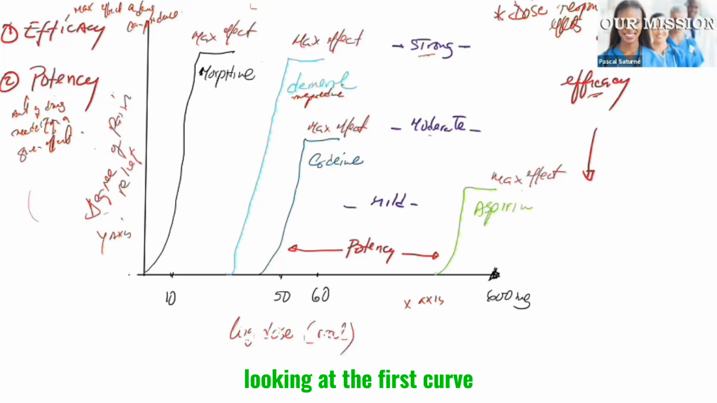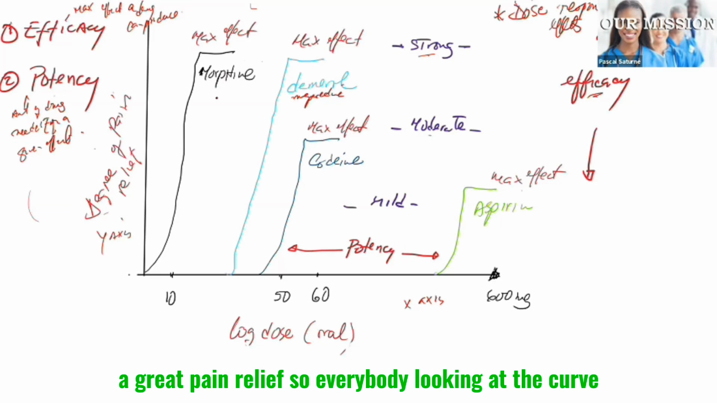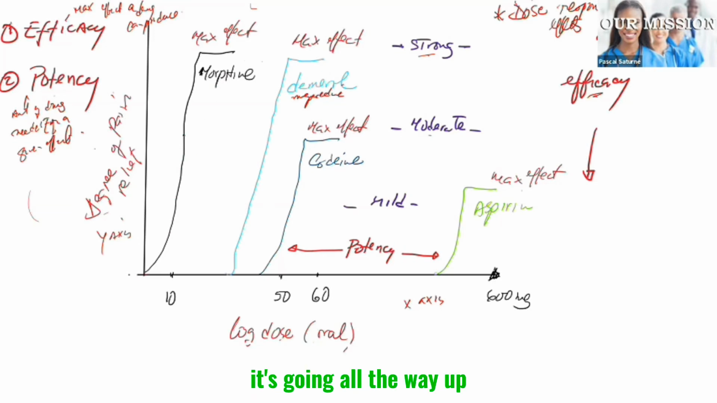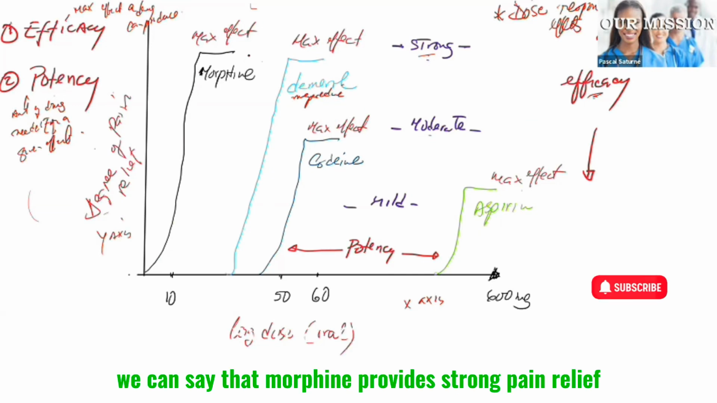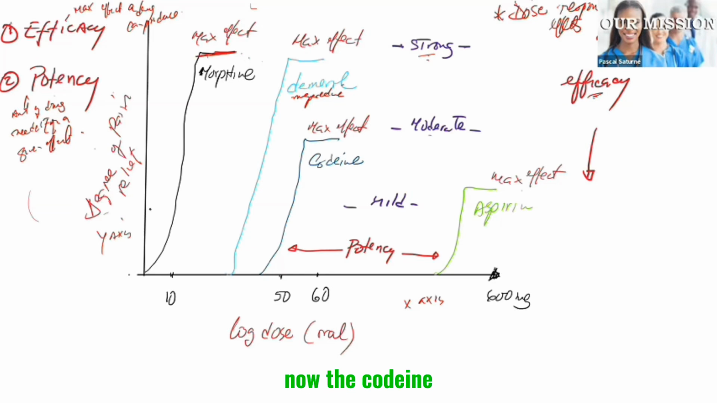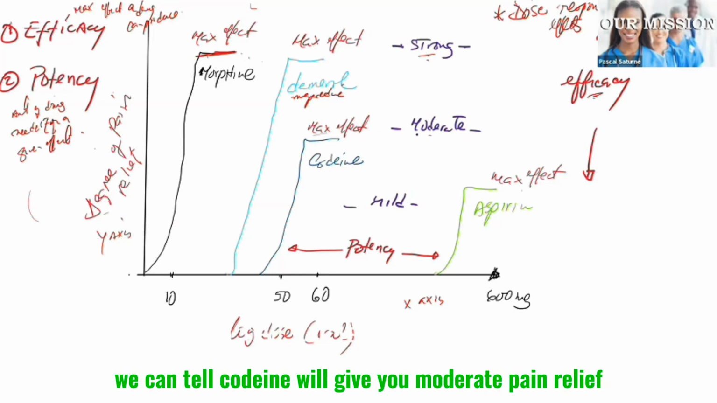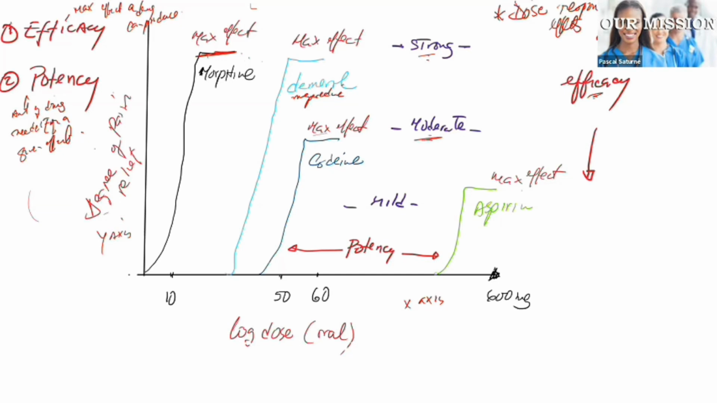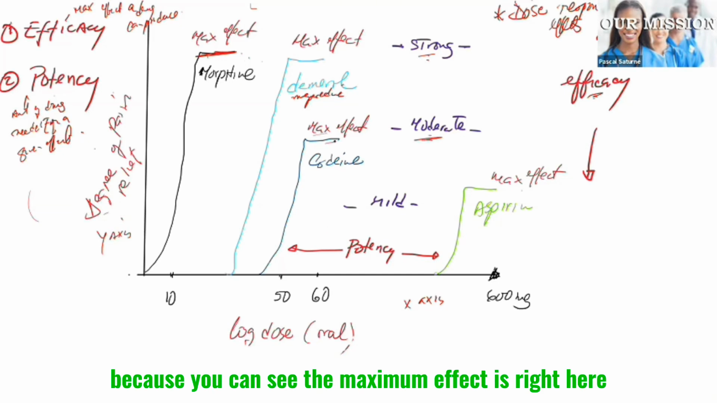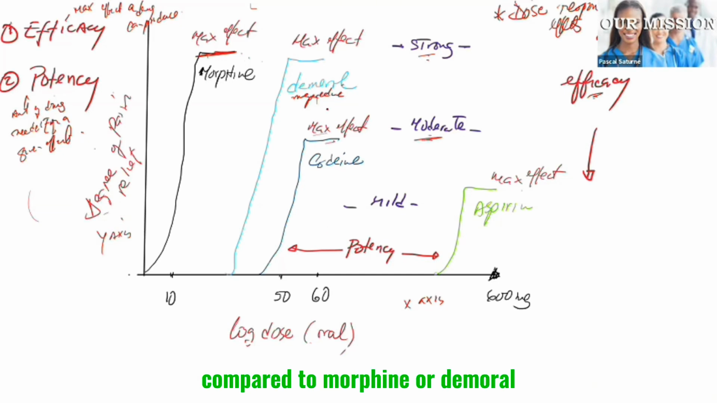Looking at the first curve, what do you see? We have morphine, a great pain relief. Everybody looking at the curve, it's going all the way up, maximum effect. In terms of efficacy, it has a strong efficacy. We can say that morphine provides strong pain relief. Now, take codeine. You can tell codeine will give you moderate pain relief because you can see its maximum effect is right here compared to morphine or Demerol.